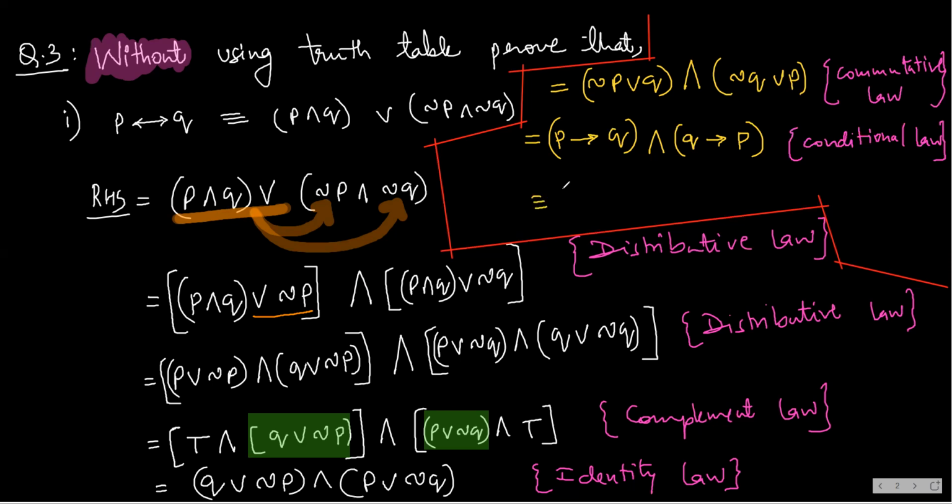And now students, when I have P implies Q, conjunction Q implies P, it is P if and only if Q, that is P double implication Q. This is biconditional law, and that is equal to left hand side, and hence proved. We have proved it. I write here biconditional law. This is left hand side.